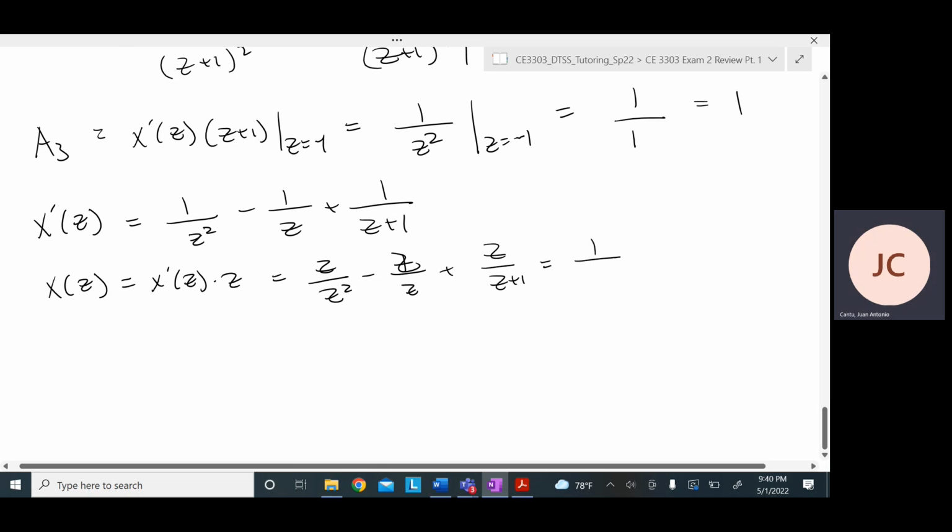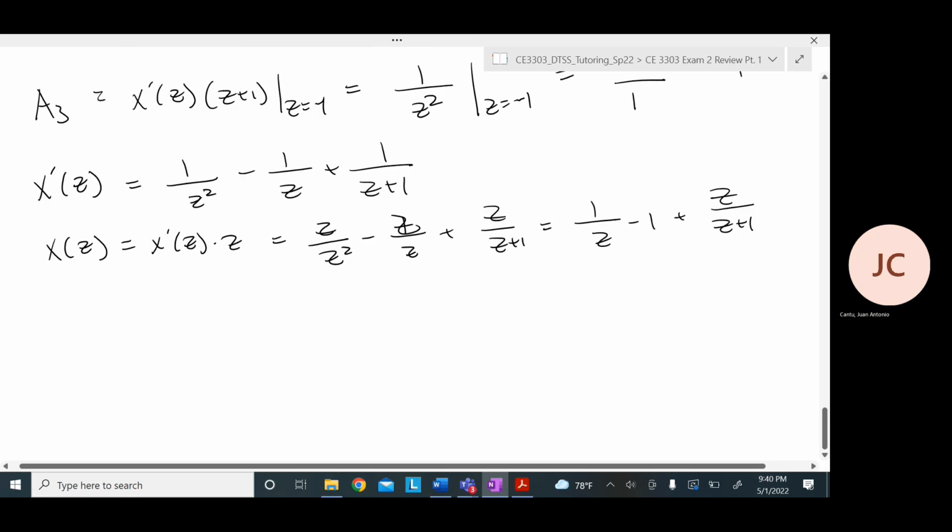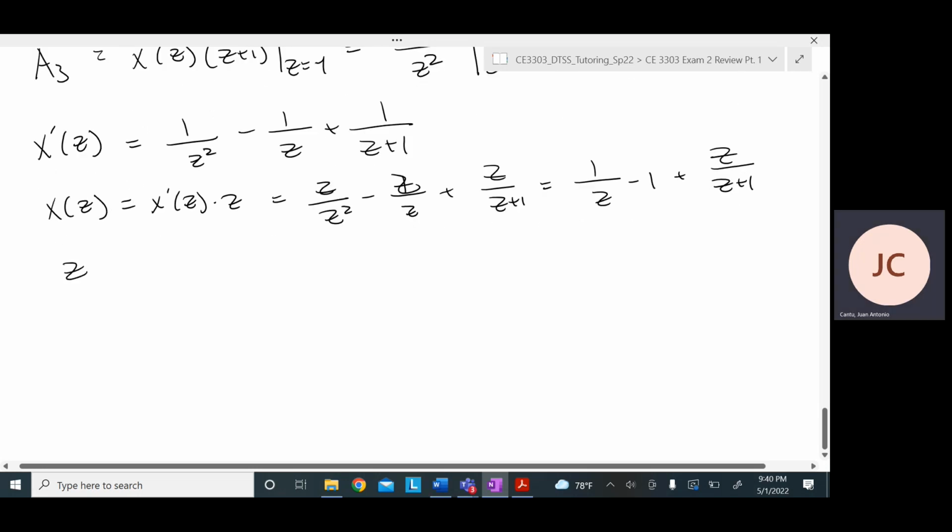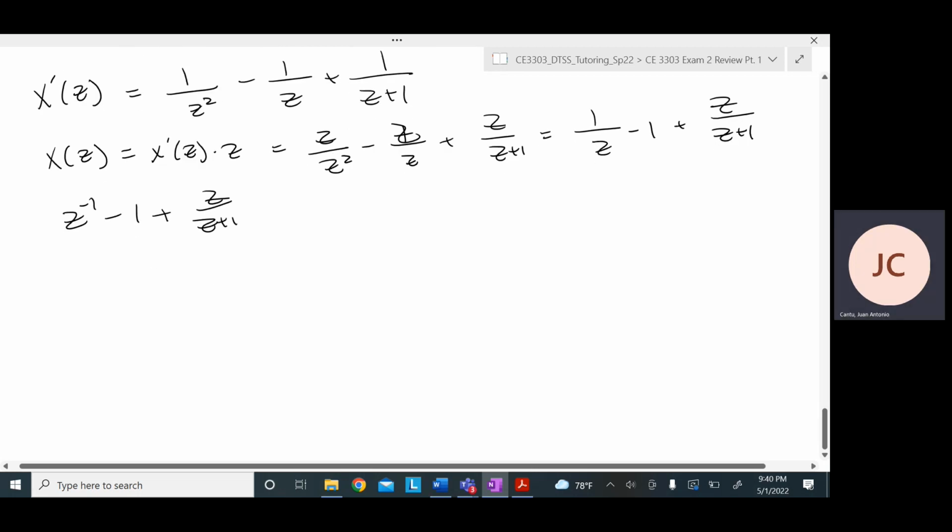So we get 1 over z, I'm sorry, 1 over z minus 1 plus z over z plus 1. So what we'll have here is z to the -1 minus 1 plus z over z plus 1. We take the inverse z transforms of each of those. z to the -1 is just delta of n plus 1.